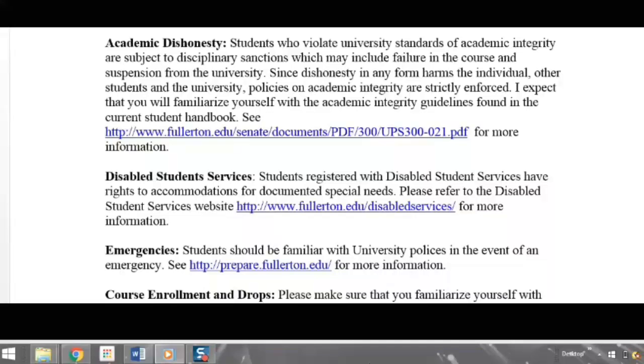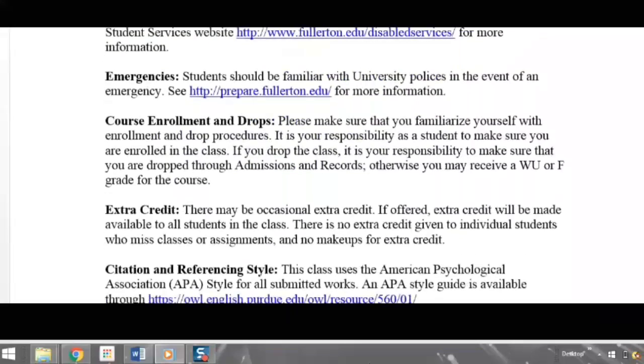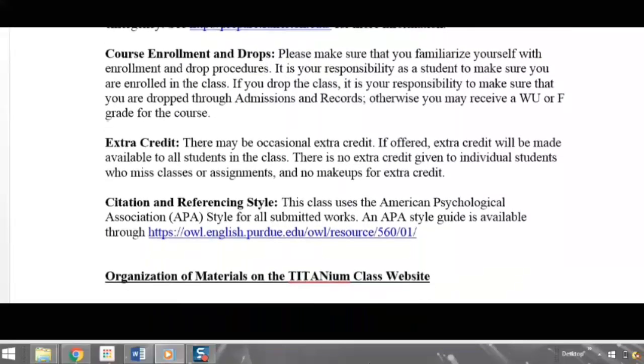As for emergencies, students should be familiar with the university policies in the event of an emergency. For course enrollment and drops, please make sure that you familiarize yourself with enrollment and drop procedures. It is your responsibility as a student to make sure you are enrolled in the class. If you drop the class, it is your responsibility to make sure that you are dropped through admissions and records. Otherwise, you may receive a W, U, or F grade for the course.